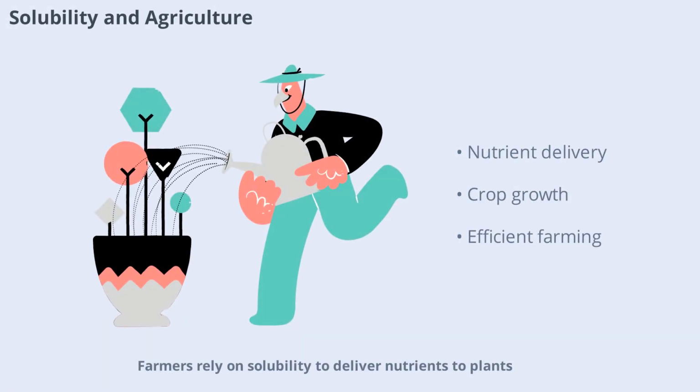Farmers rely on solubility to deliver nutrients to plants. Fertilizers dissolve in water, allowing roots to absorb essential minerals. Understanding which nutrients are soluble helps optimize crop growth and yields, supporting food production worldwide.